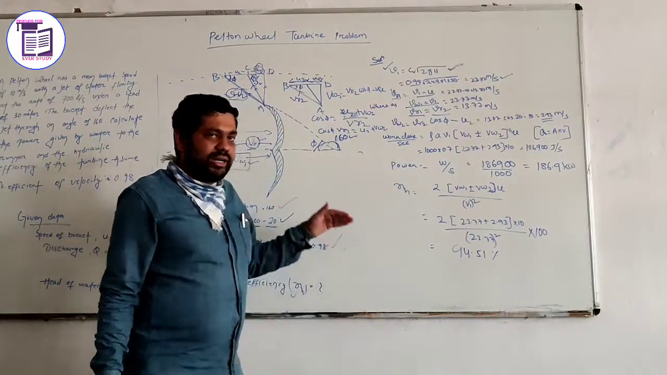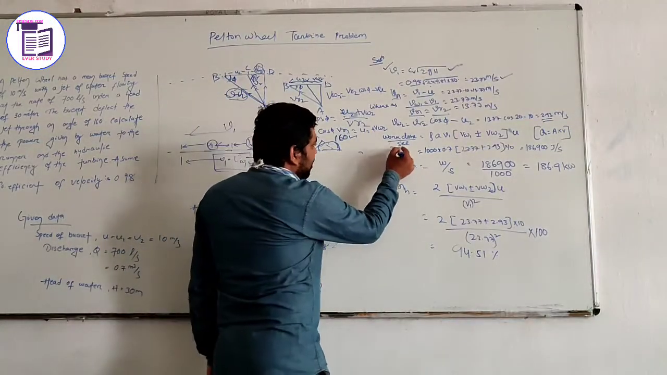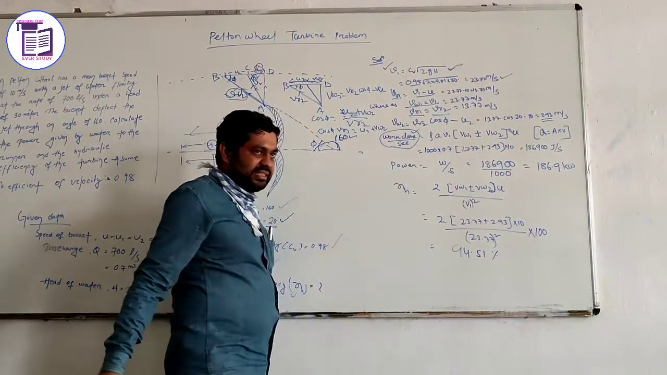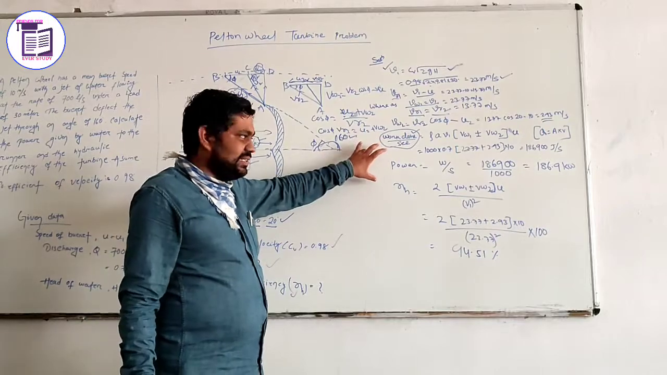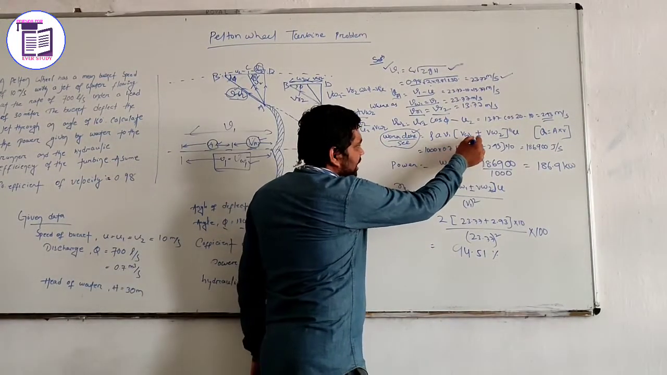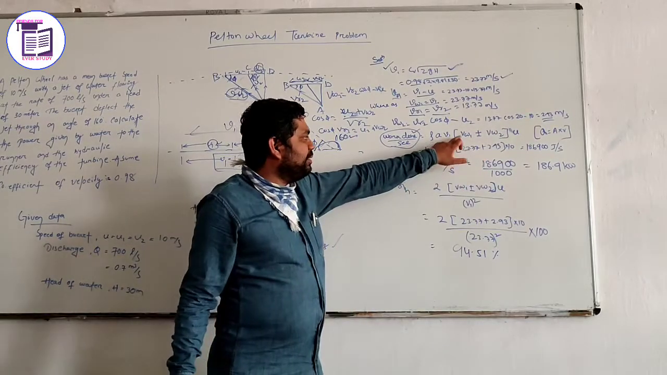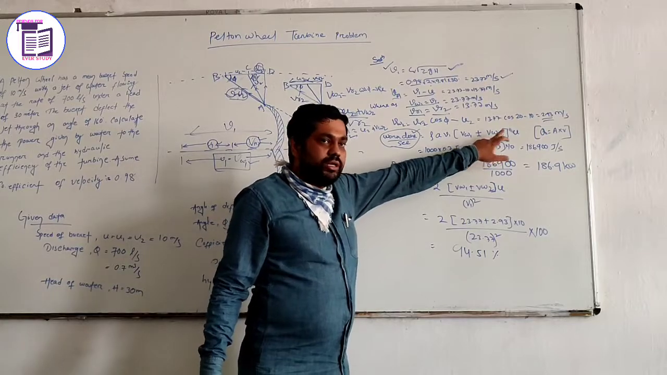Then after, you have to find what? Efficiency. Going through the efficiency, first you have to find the work done. This is the work done per second because there is a discharge. So work done per second formula is what? Rho A V1 into VW1 plus or minus VW2 into U. This is rho A V1 into VW1 plus or minus VW2 into U.